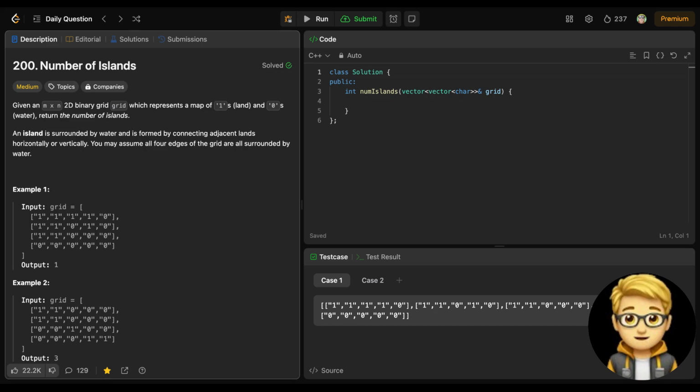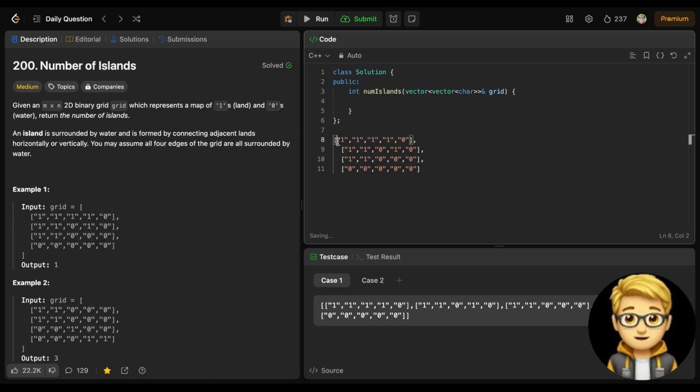If you have solved the previous problem, that was the problem of island perimeter, right? The approach is similar. Here we need to find the number of islands, and previously we had to find the perimeter of the single island. So how will we find the number of islands here?